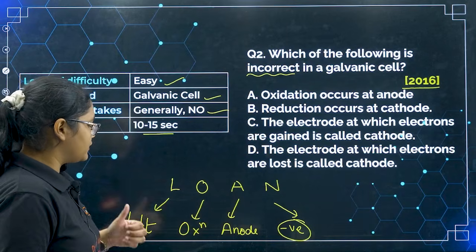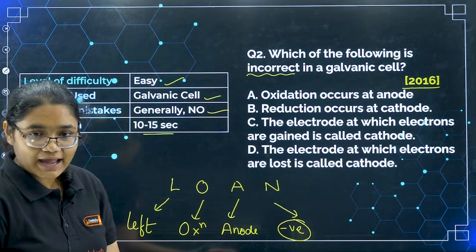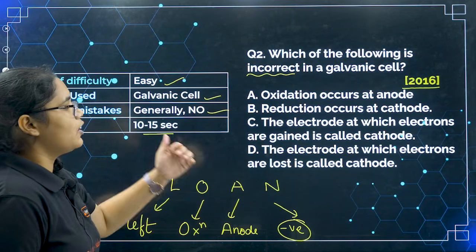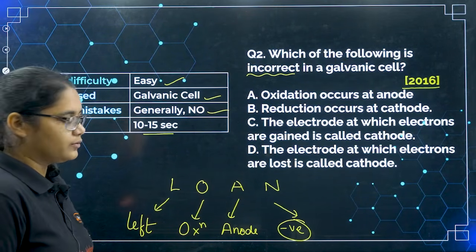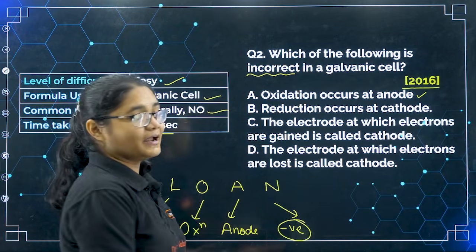Okay, so now we know that on the left side oxidation takes place. Oxidation takes place on the anode, and in a galvanic cell the anode is negatively charged. Now let's see the options. Oxidation occurs at anode. Yes, oxidation occurs at anode. This is a correct statement. We need to find the incorrect one.